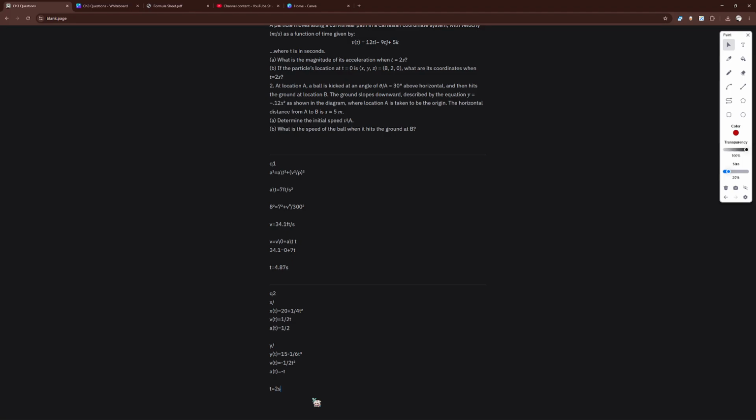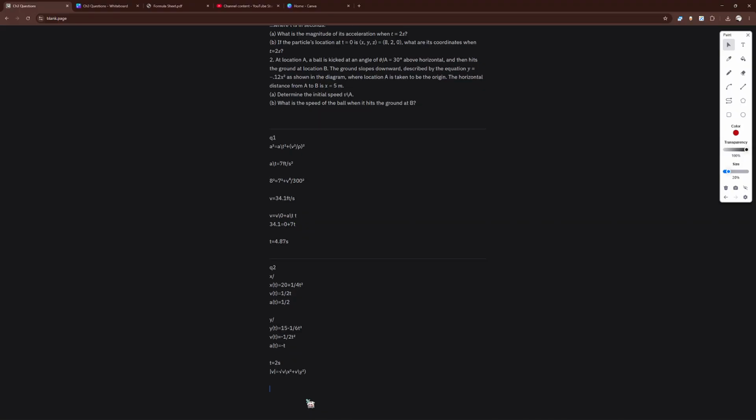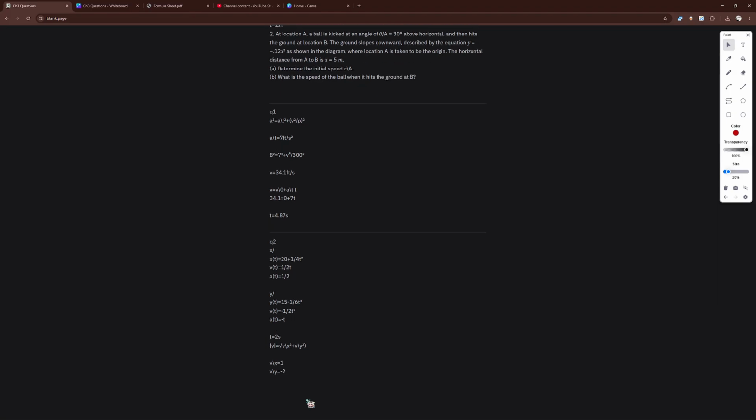So t equals 2 seconds. And remember, magnitude is denoted like this. It's equal to the square root of vx squared plus vy squared. And same thing for acceleration, just with acceleration, obviously. So we plug in t equals 2 for velocity. We're going to get that vx equals 1 and vy is equal to negative 2, because 2 squared, 4 over 2. So there we go. And then now we plug it into this equation.